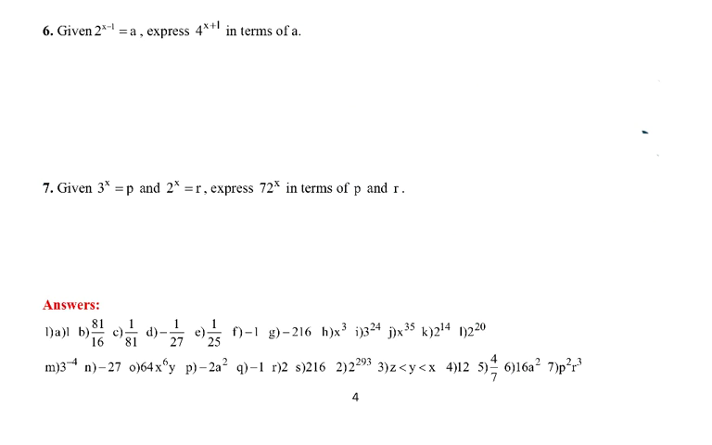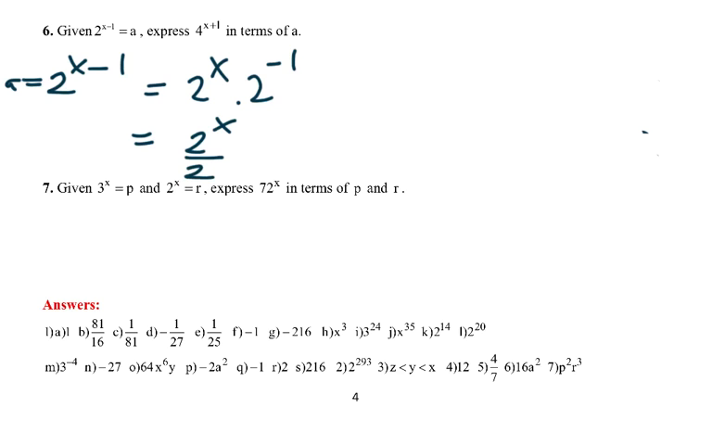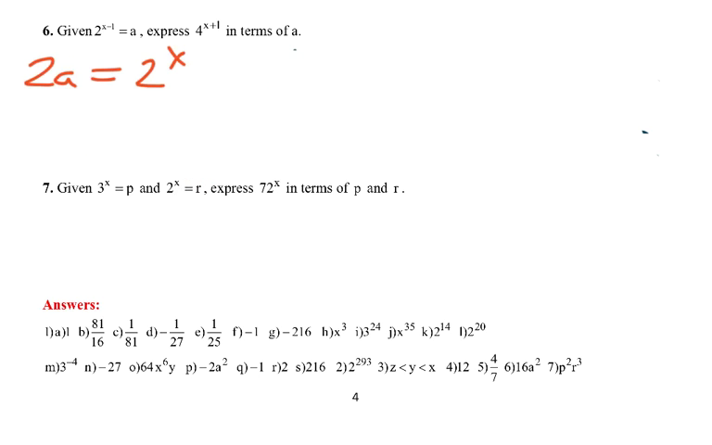In question 6 then, let's try and get both expressions in terms of 2 to the power x. So 2 to the x minus 1, which is a, that's the same as 2 to the power x times by 2 to the minus 1, which is 2 to the power x over 2, which is a. So we could say then that 2a is equal to 2 to the power x. And so now if we can express 4 to the power of x plus 1 in terms of 2x, we can express it in terms of a.